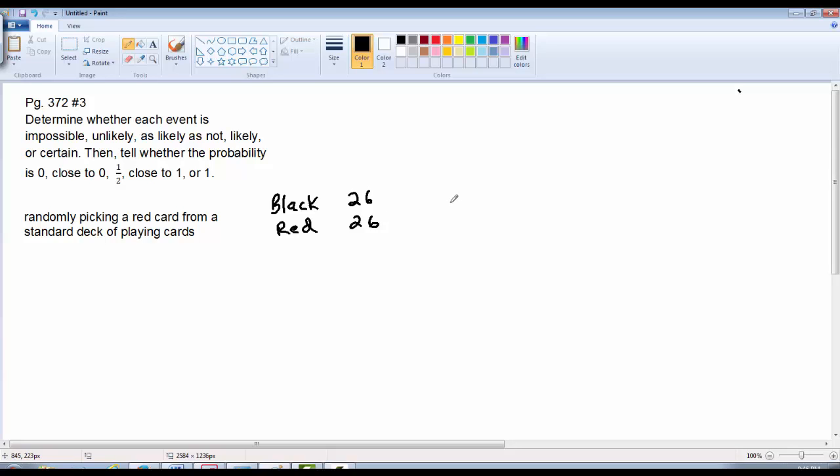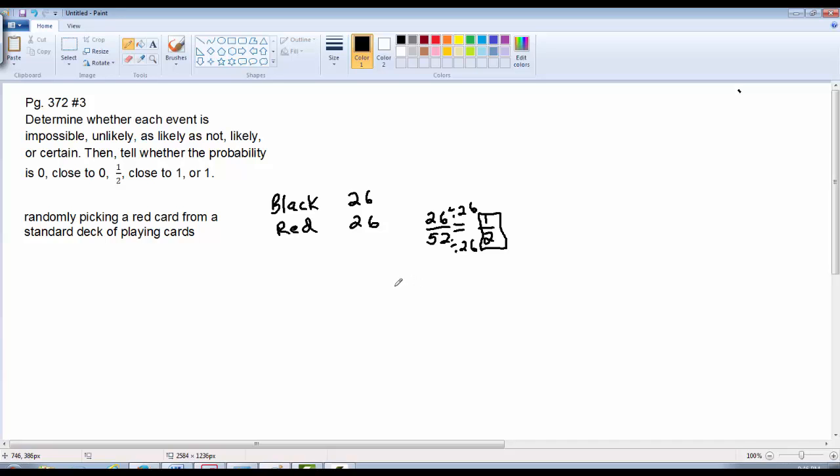So our probability in this case would be we would take what we want, which is our 26, over our total, which is 52. And if we simplify that down, we would end up with 1/2. And we just simplified it by dividing the top and the bottom by 26. Okay, so our probability in this case is a half. So that answers the second question.